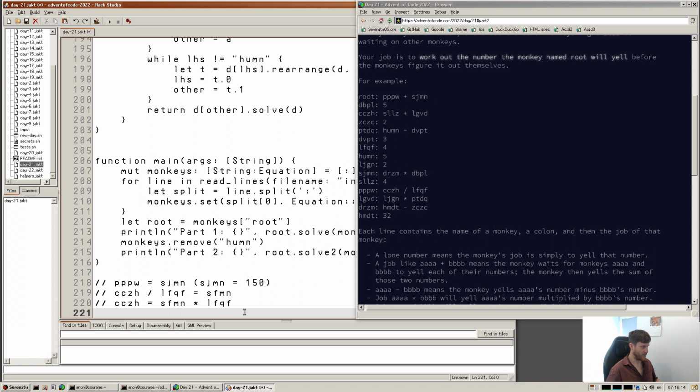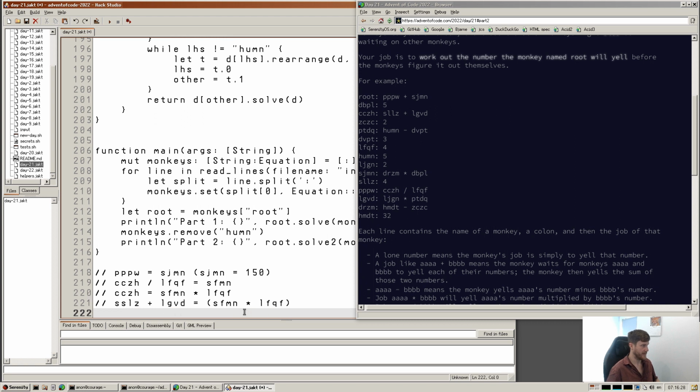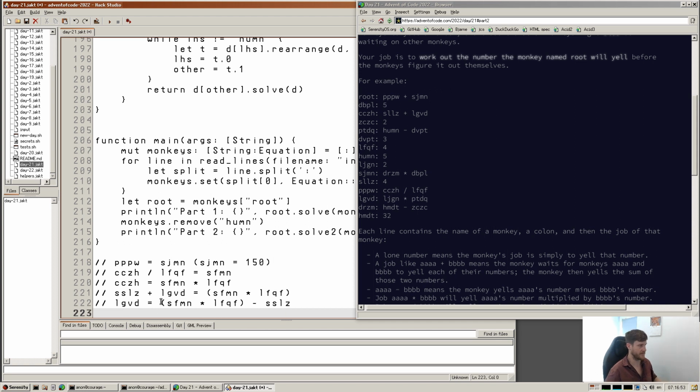And what we can do there is then drill into that CCHZ a bit more, so we can LGVD, and maybe we can wrap this up in a thing. And here we know that this one is known, so we kind of want to get rid of that. So we go that, and then we have FFMN times LFQF, and then we subtract SSLZ. And it's basically the opposite of this. And there's rules to do this.